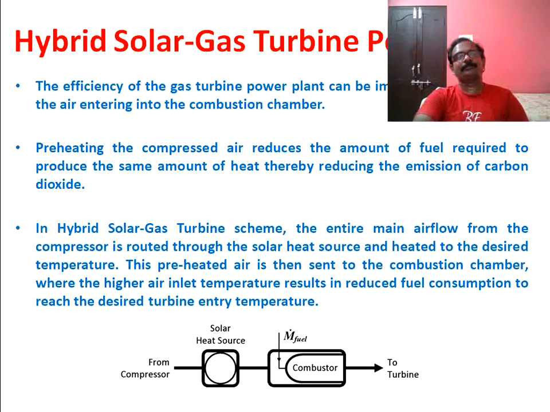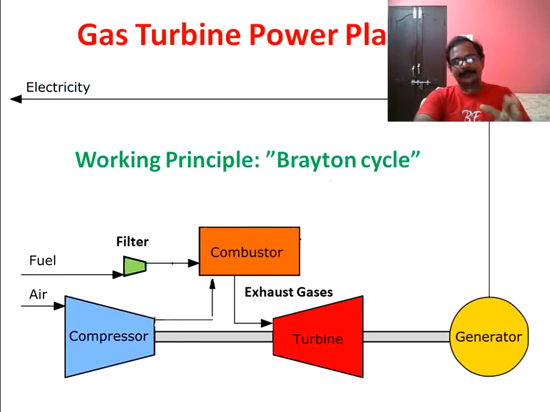Now our fifth type of solar thermal power plant is the hybrid solar gas turbine power plant. What is this? The concept here is, in the previous case, we are passing cold air into the combustion chamber, but instead of cool air, if we pass hot air into the combustion chamber, there are two advantages. The first one is that the amount of fuel required to produce the same amount of heat in a combustion chamber is decreased. So with a smaller amount of fuel, we can produce more heat if I pass the hot air into the combustion chamber. The second advantage is that the efficiency of the system will be increased.